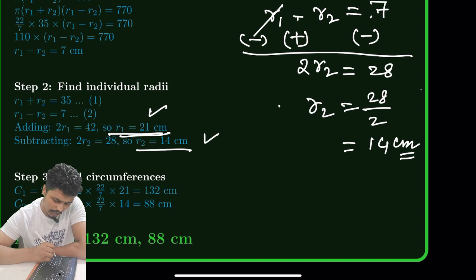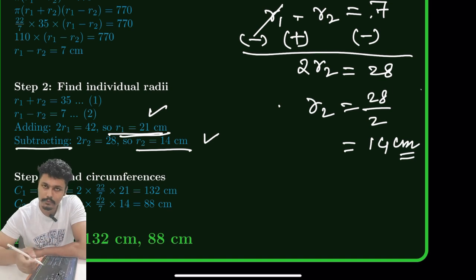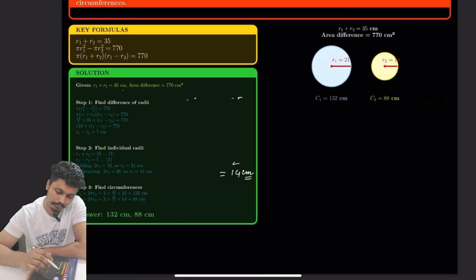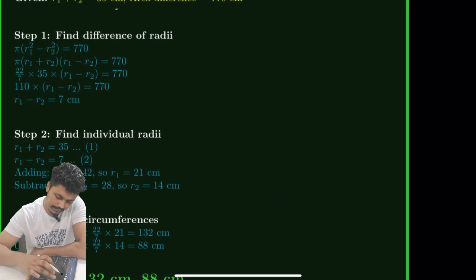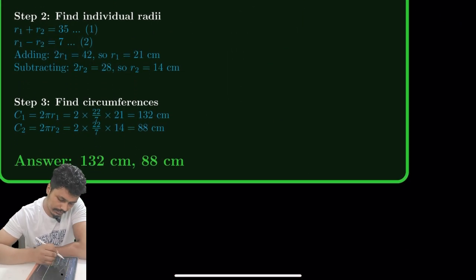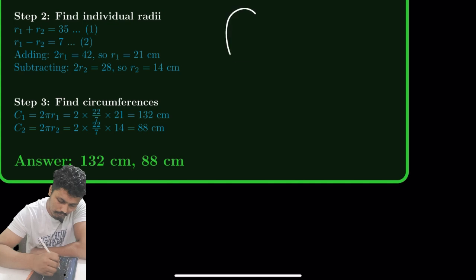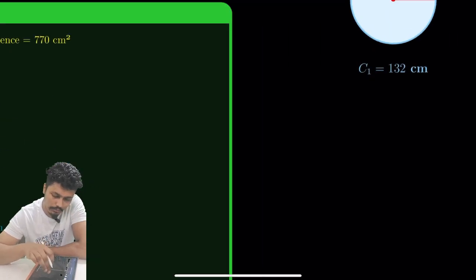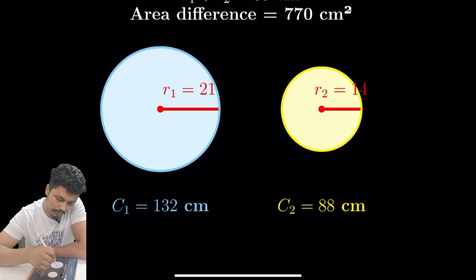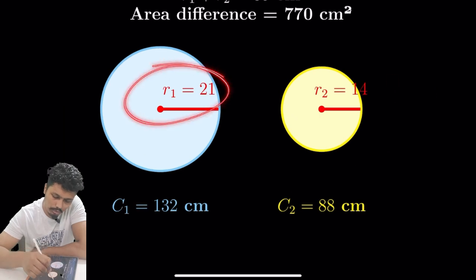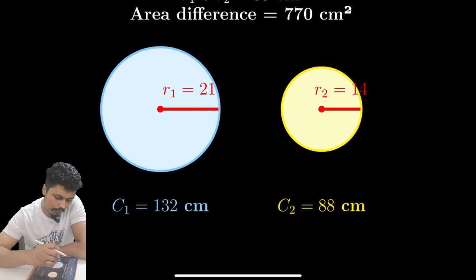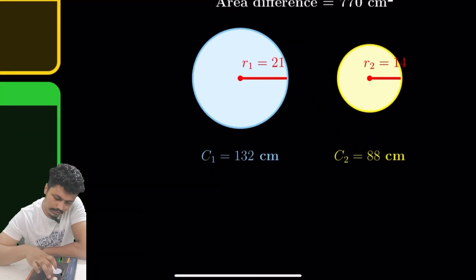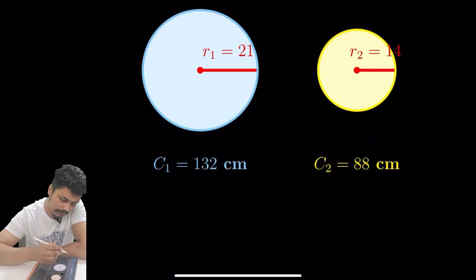I've calculated this by subtracting, and I've shown you how to subtract also. So let's go next. I found out the radius R1 for one circle and R2 for another circle. R1 is 21 and R2 is 14. Now what the question is asking is circumference, right? Find their circumference.